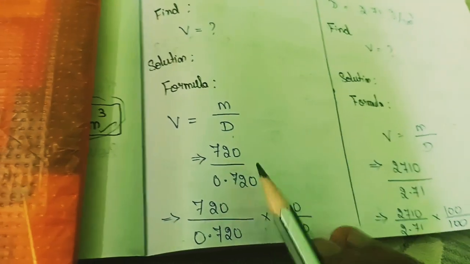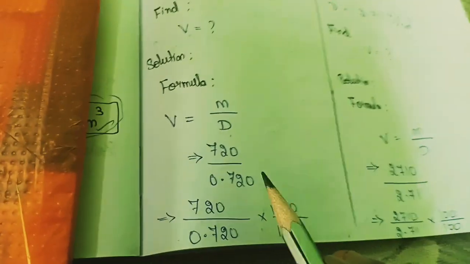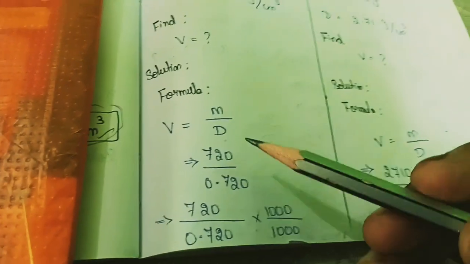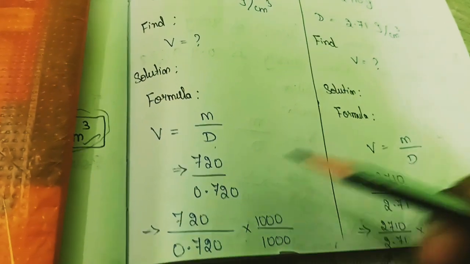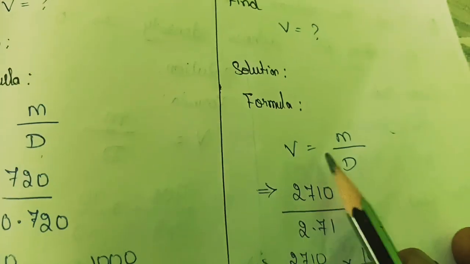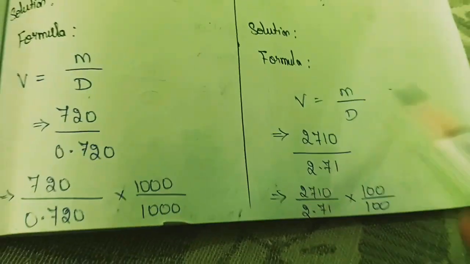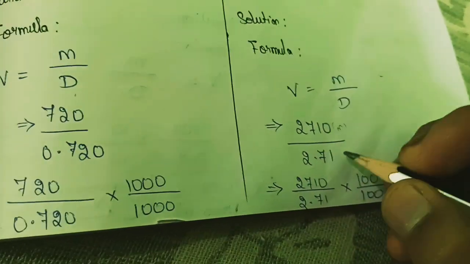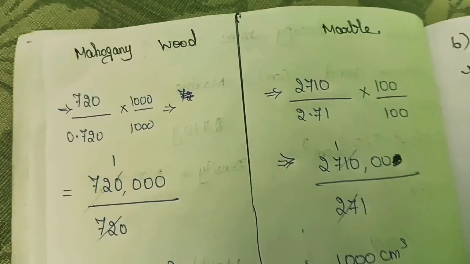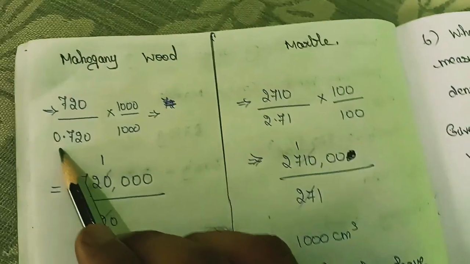720 is mass and 0.720 is the density. So you have to substitute this and find the value. The same thing here: volume is equal to mass by density, and you are going to substitute the value of mass here as well as density here.